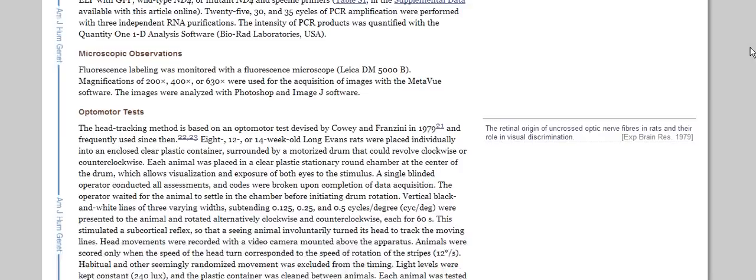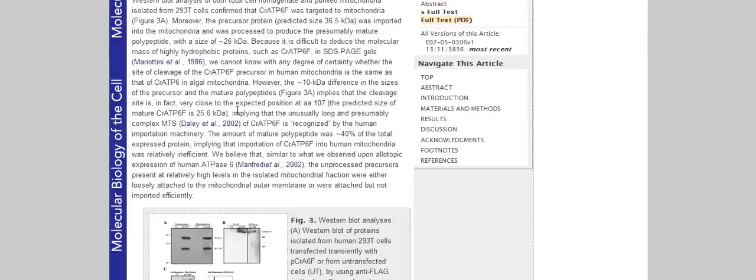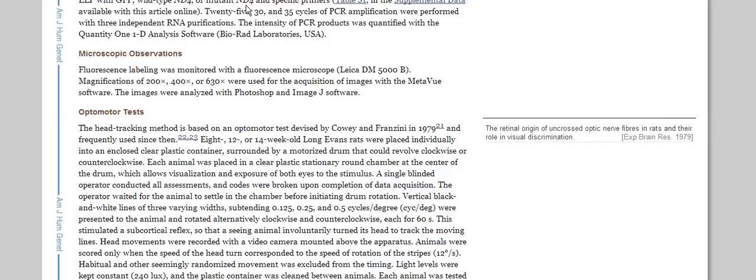And not only, I forgot to explain, these other two studies were done just in cell cultures. They weren't done on animals. This third one in 2008 was done on animals. It was done on rats.